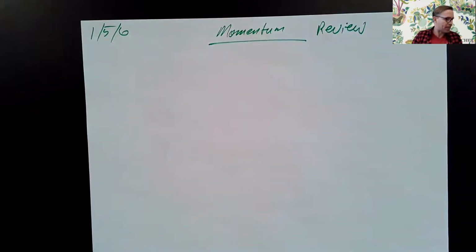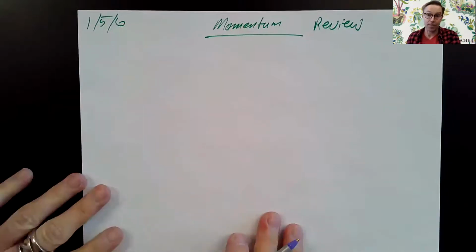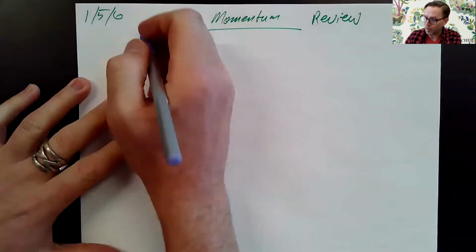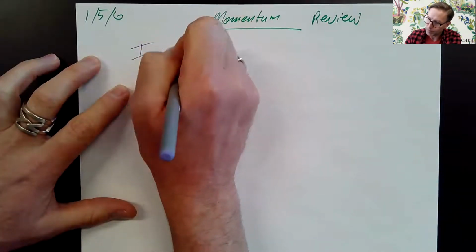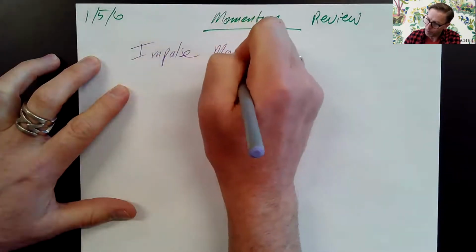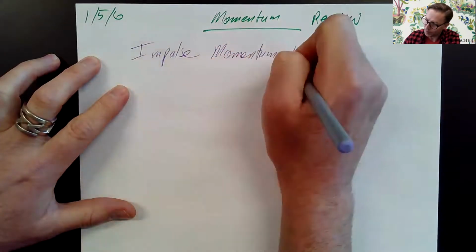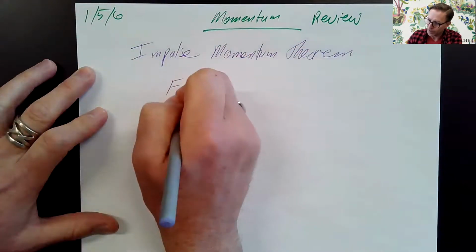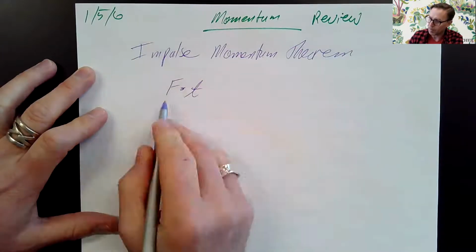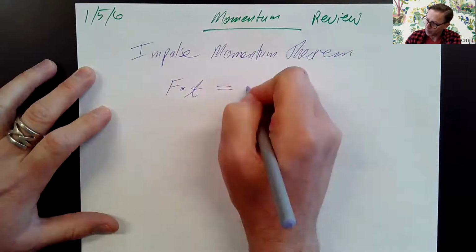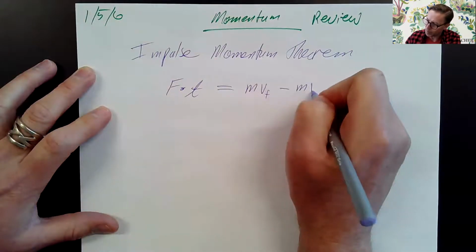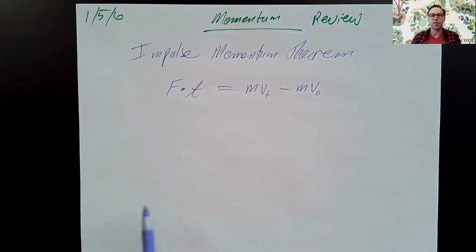So remember, at the beginning of this unit, we started with the impulse momentum theorem. And I derived for you this equation. The net force on an object times the time that net force acts is equal to the object's mass times its final velocity minus the object's mass times its initial velocity. Force times time equals mv final minus mv initial.